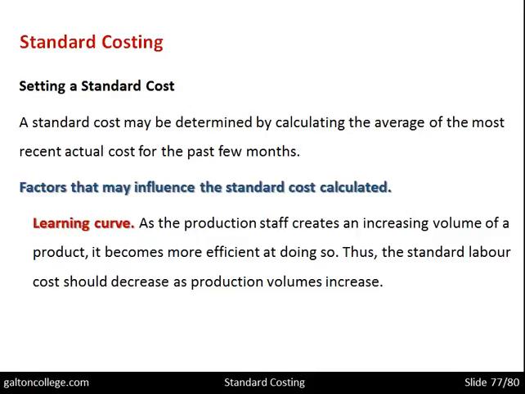There's a learning curve. As production staff creates an increasing volume of product, it becomes more efficient at doing so. Thus the standard labour cost should decrease as production volumes increase. It's likely to be the case that over a period of time the workers will become more adept and more skilled at producing the product, more efficient, and therefore will produce more of it in a particular time period. Labour costs as a consequence would fall. Again, the accountant must be aware of this when setting standard costs.